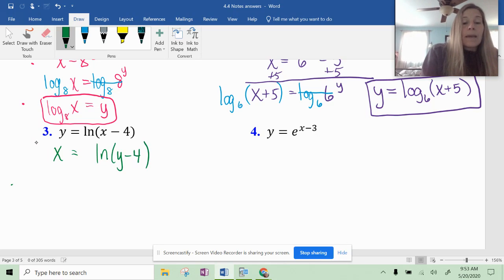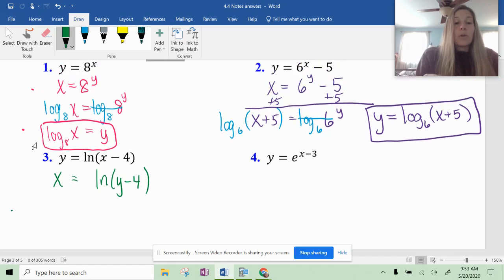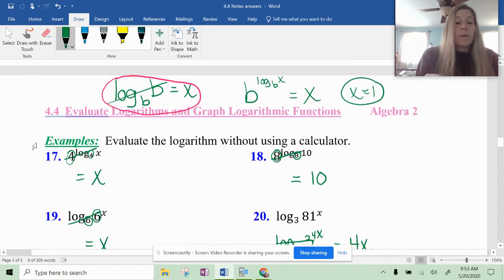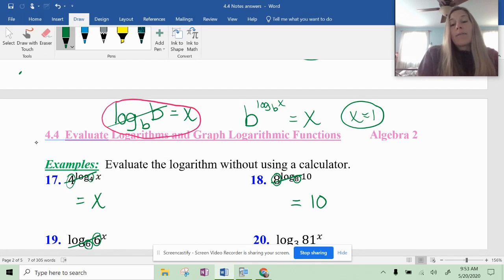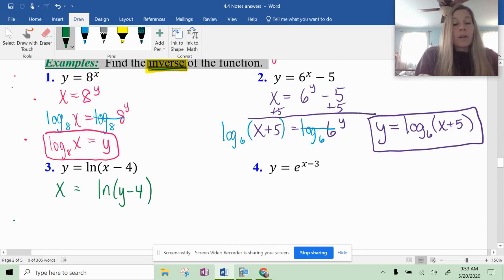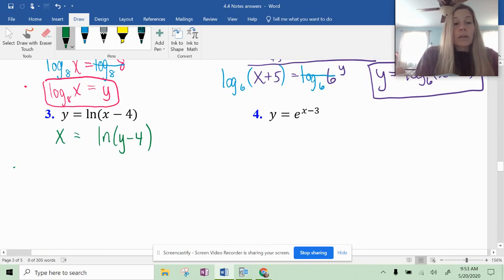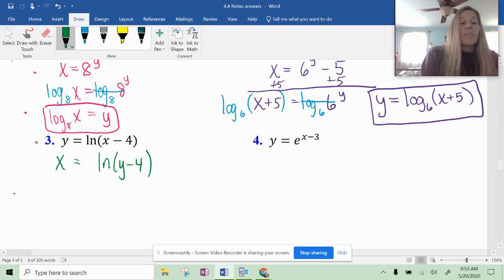Now I want to get my y by itself, so I have to get rid of this ln. Just as we did on the last two, if you remember all the way up at the top of this page, if I have a base and I raise it to a log with the same base, they cancel out. So since I already have a log here, which in this case is just the natural log, the ln, I want to make this whole thing an exponent so that it cancels out.